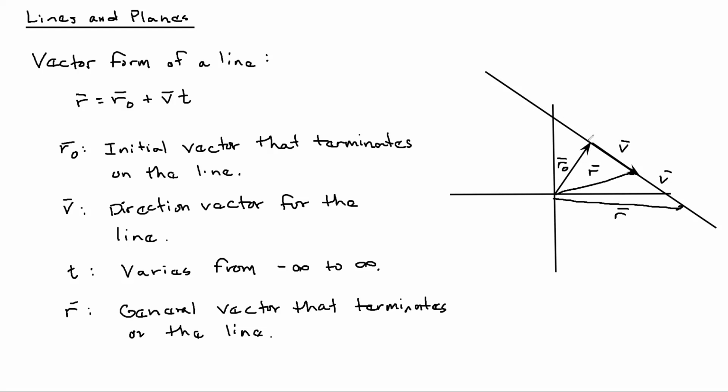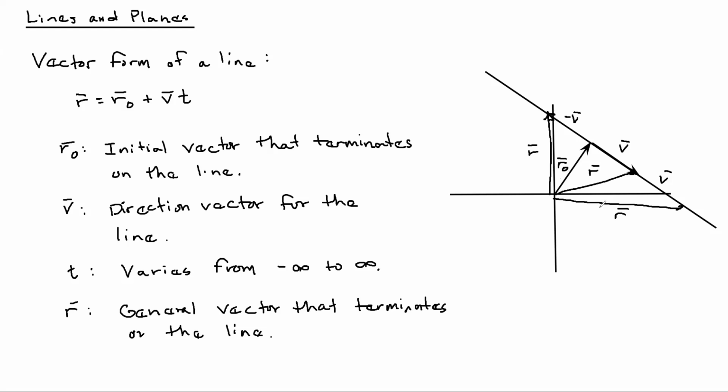If you did a negative v, if you did negative 1 for t, then you'd end up getting negative v, which would take us this way. And so this vector would end up being r.